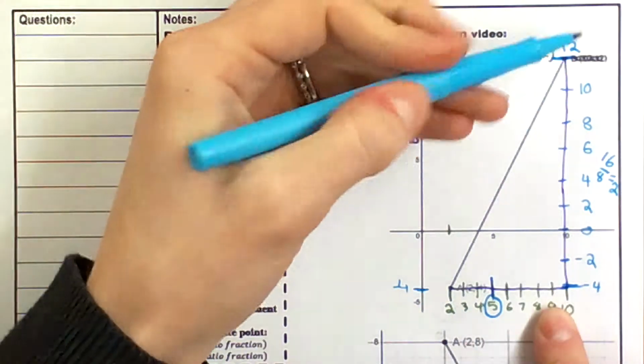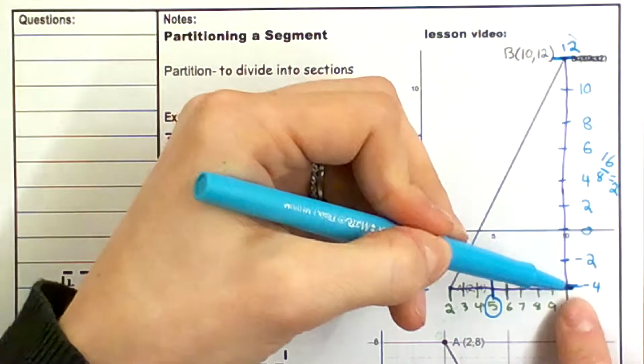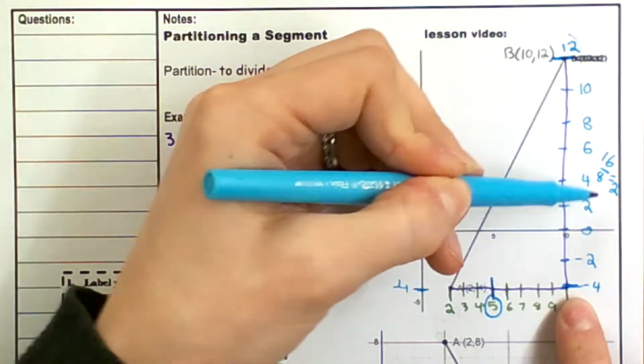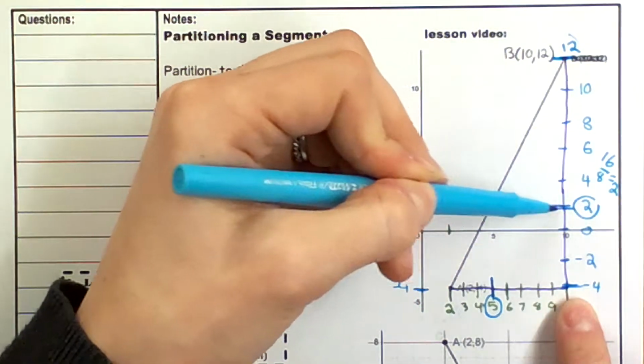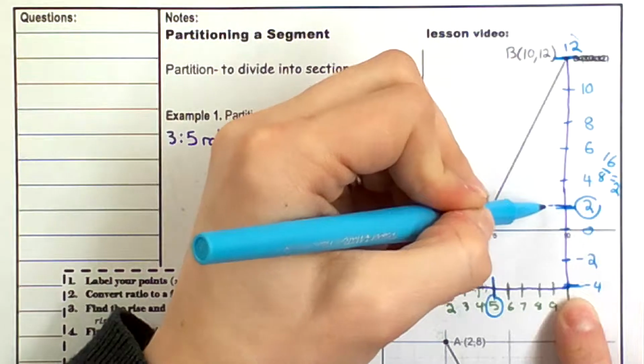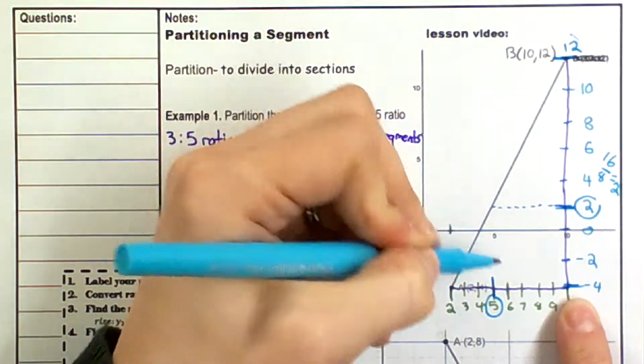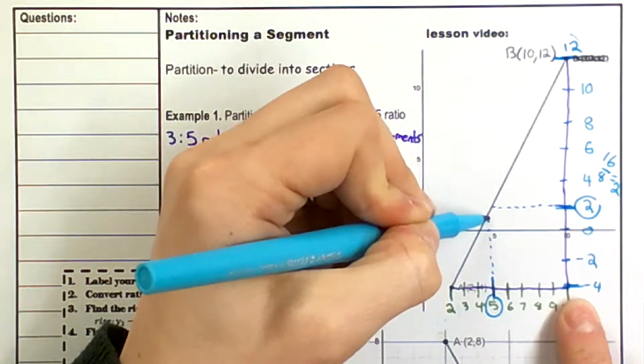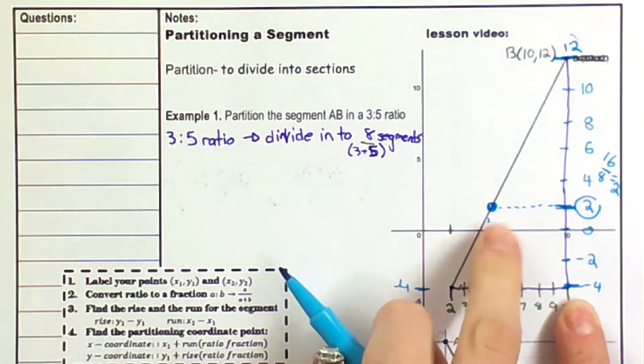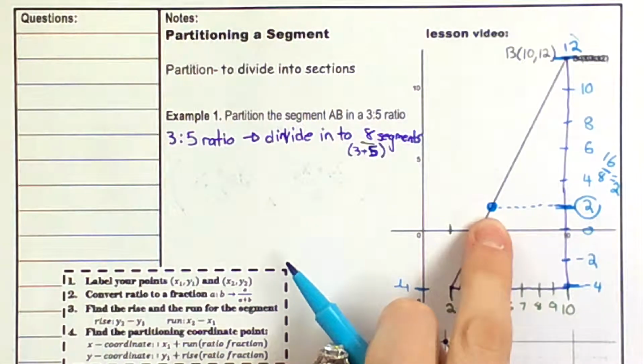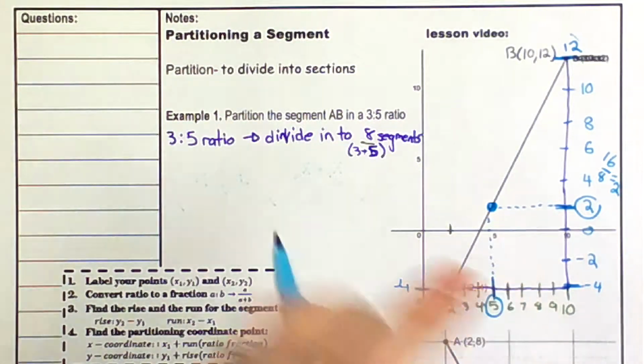Okay? And then do the same thing over here, and A is down below. 1, 2, 3. Right here. And if you match these up, this right here is my partitioned point.